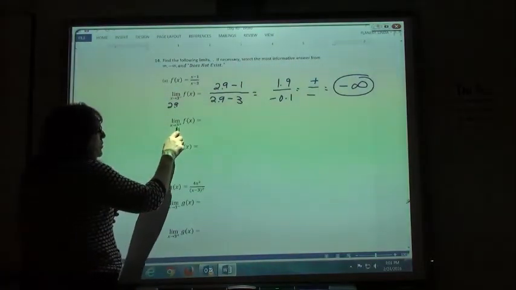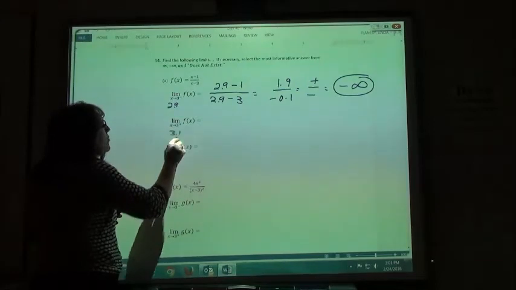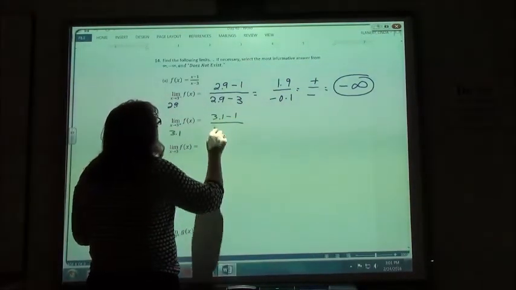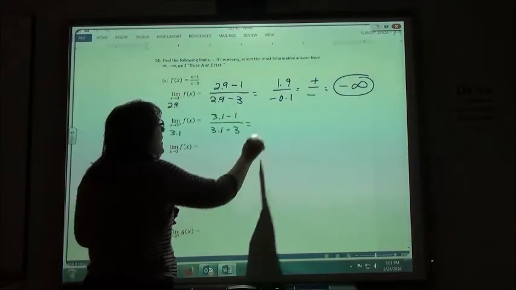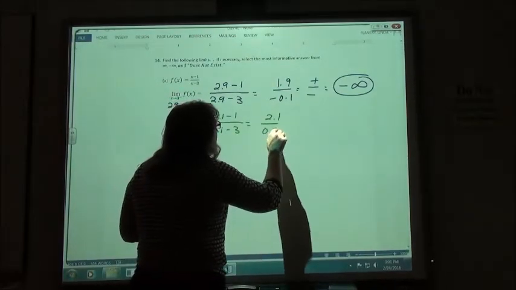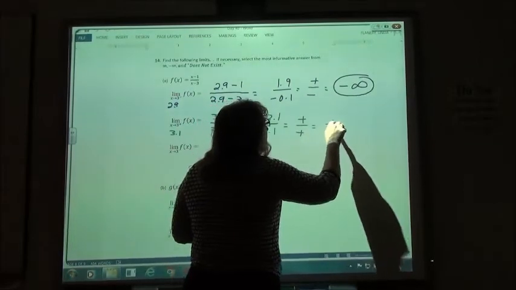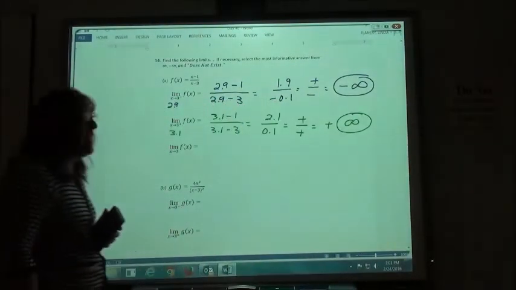As x approaches 3 from the right-hand side, just a little bigger than 3, I'm going to use 3.1. So 3.1 minus 1 over 3.1 minus 3. This is going to give me 2.1. This is going to give me a positive 0.1. So I'm going to have a positive over a positive, which is a positive. So my limit here is going to be infinity.